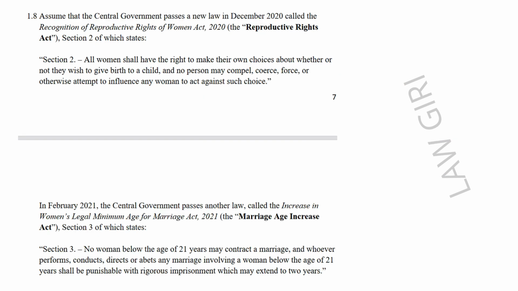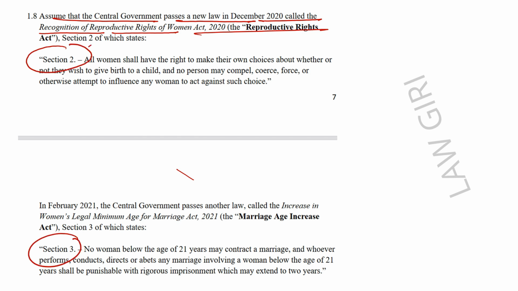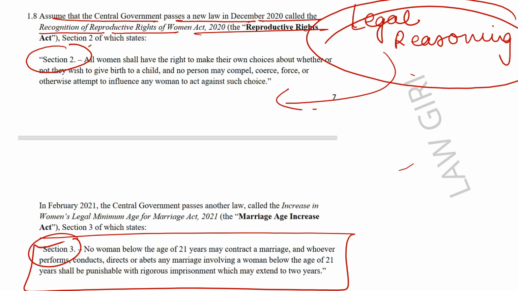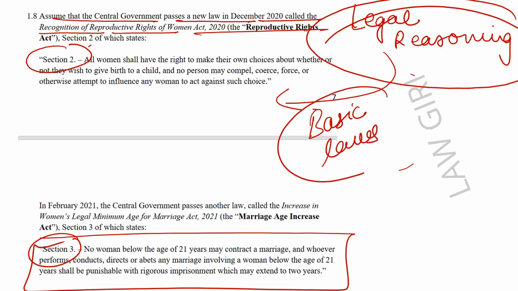The next question is, assume that the central government passes a new law in December 2020 called the Recognition of Reproduction Rights. ठीक है, अब इसके अंदर section 2 दिया हुआ है, section 3 दिया हुआ है. ठीक है, बहुत ही interesting sections हैं. Please try to solve them, और अगर आप sections को अच्छे से पढ़ोगे तो you will be able to solve. So what is this? This is legal reasoning from the same passage. ये ऐसे लीगल रीजनिंग दी हुई है कि आपको सेक्शंस बताए हुए हैं और फिर क्वेश्चंस पूछे हुए हैं. तो वही हमें बेसिक लॉस जो मैंने आपको बताया, वैसे ही पढ़ने, बेसिक लॉस पढ़ने, ठीक है.